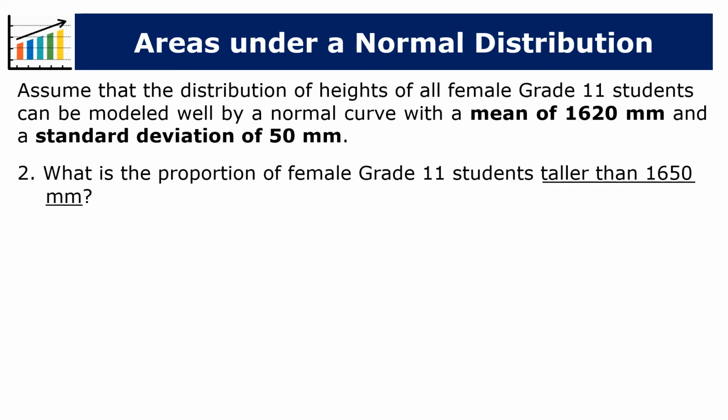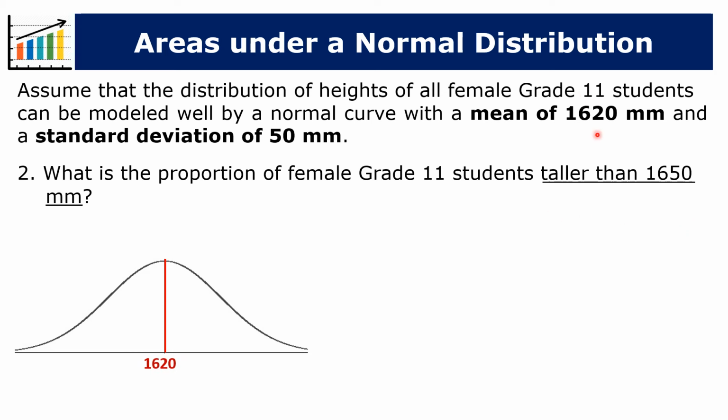Okay, let's proceed to question number 2. This time, same given tayo, same mean and standard deviation. What is the proportion of female grade 11 students taller, this time taller than 1,650 millimeters? So again, let's just illustrate that using a graph. The mean is 1,620, so we have this one. It says here taller than 1,650, so where can we find 1,650? It is located at the right side of 1,620, or the mean.